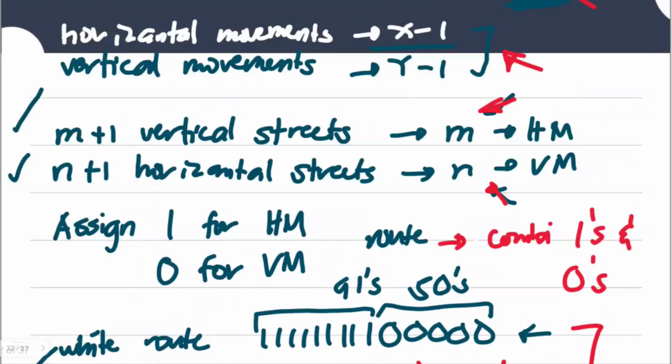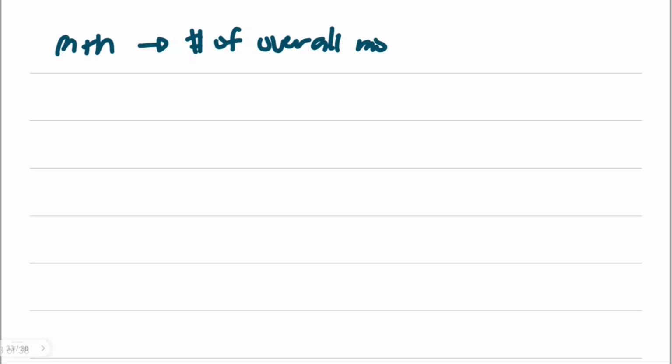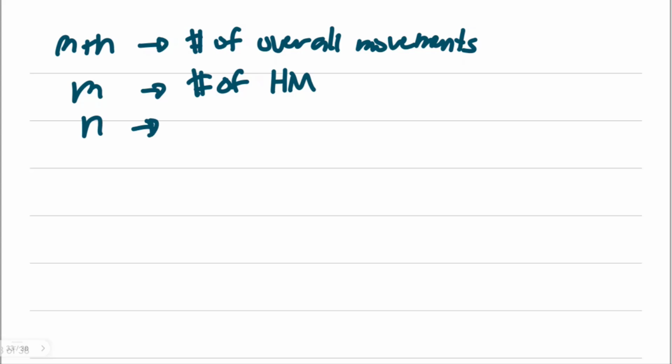Let me use another page here for the illustration of the formula. I'm just going to illustrate the formula, so pardon me for making this very long, so that we will be able to understand and apply this in our separate situations. Let me add another page here. That would mean that if M plus N is the number of overall movements, then your M is for your number of horizontal movements, and N stands for the number of your vertical movements.